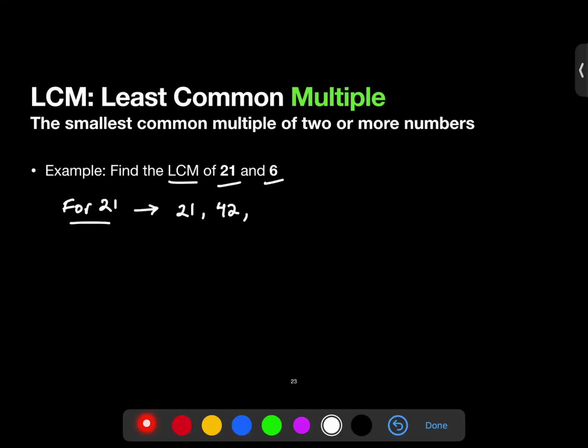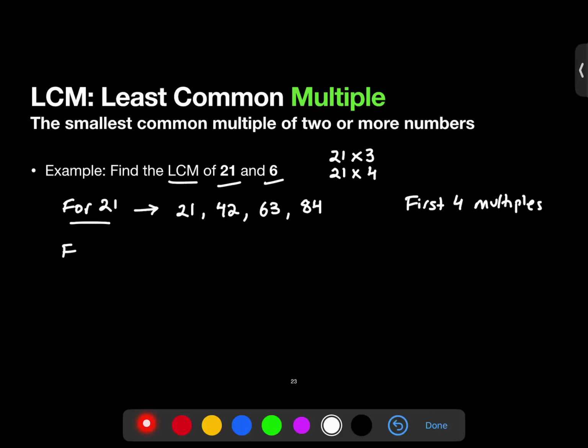And let's do 4 multiples. So we'll do 21 times 3 is what? 63. And 21 times 4 is what? 84. Good job. Okay, so here are the first 4 multiples.